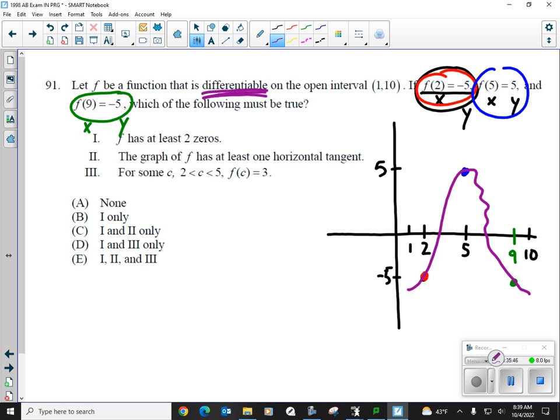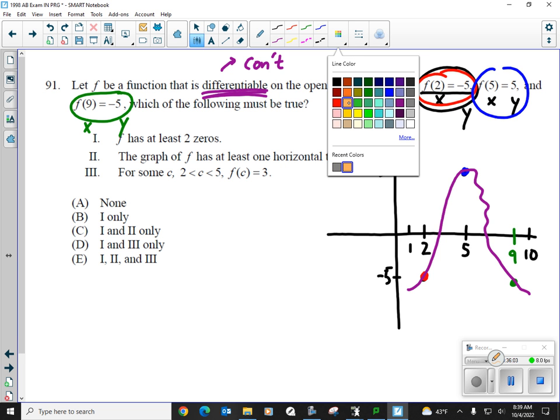It's continuous. If it's differentiable, it has to be continuous. The opposite isn't always true. Just because it's continuous doesn't mean it's differentiable. But if it's differentiable, it's continuous. So let's take a look at this. Let's get some answers on the board here.